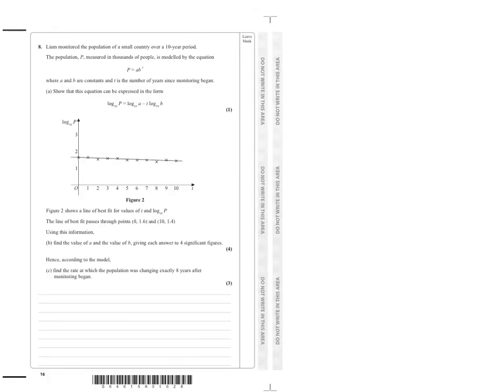So, Liam monitored the population of a small country over a 10-year period. The population P measured in thousands of people is modelled by the equation P equals A B to the power of minus t, where A and B are constants and t is the number of years since monitoring began. Show that this equation can be expressed in the form.